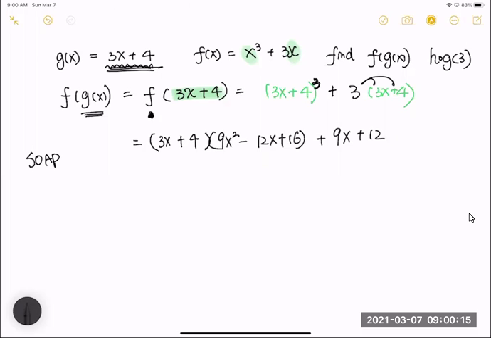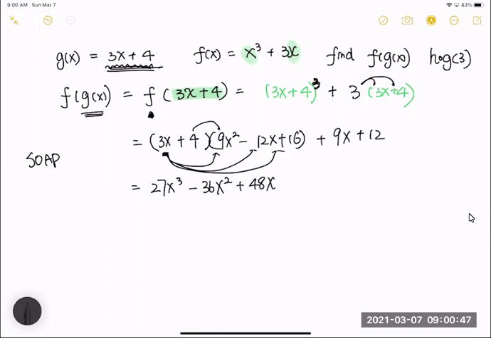Now, how to do this one? It's tedious, but it's not hard. It's just like a FOIL. You want to multiply every term from the two parentheses. I have 3x times 9x, which is 27x cubed. 3x times negative 12x is minus 36x squared. 3x times 16 is equal to 48x.